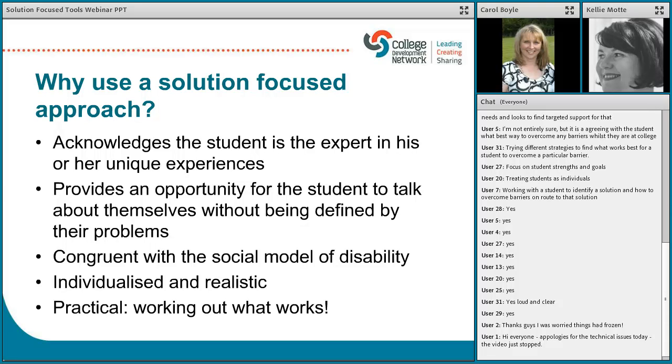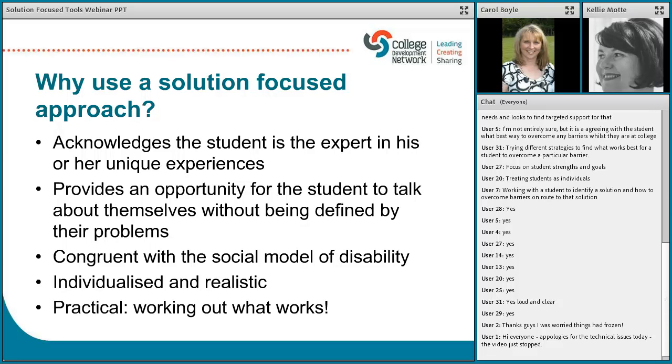It also provides an opportunity for the student to talk about themselves without being defined by what's seen as their problems, because especially if they've got a physical disability, they probably spend a lot of time with medical practitioners or other people, often talking a lot about their physical difficulties, and we're all much more than that. It's a good opportunity for them to talk about their strengths, their goals, their ambitions, what they're good at, and really be seen as a complete individual and not defined by their problems.